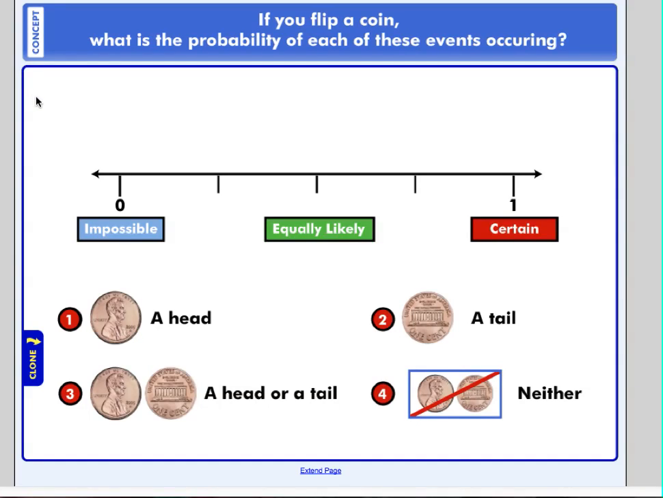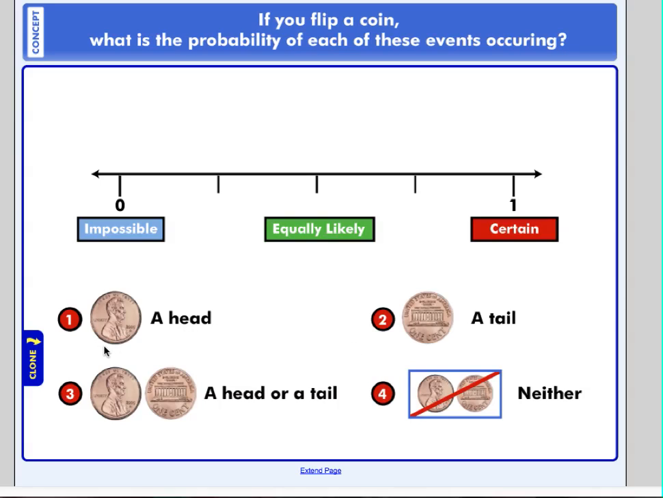Now, when we talk about probability, it has to do with things like this. If you flip a coin, what is the probability of each of these events occurring? Remember when we talked earlier in the school year about words that we might use to describe the chance of events happening, like impossible, equally likely, or that could also be considered 50-50 chance, certain. When you think about these things, where would you place the events of this coin flip on this number line?